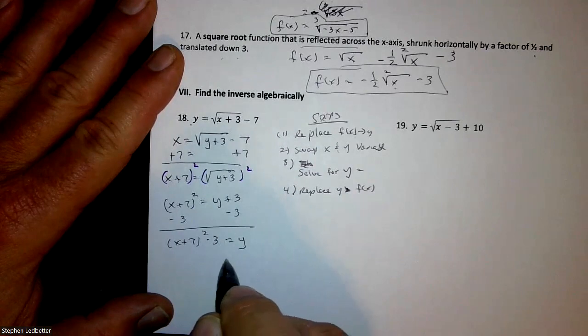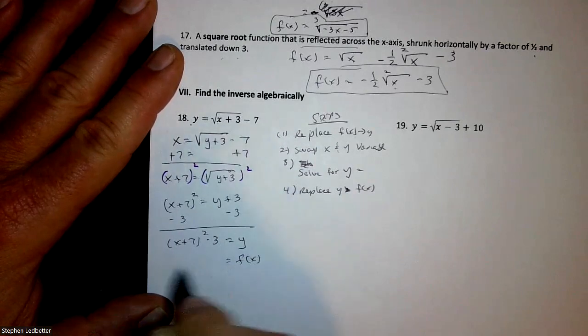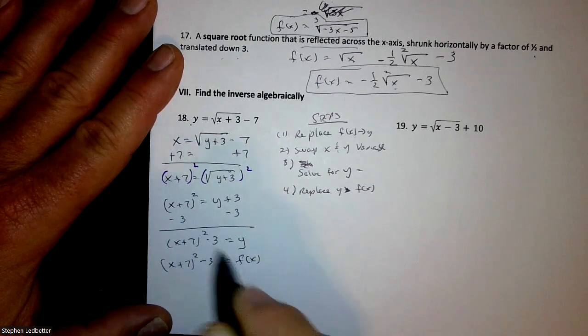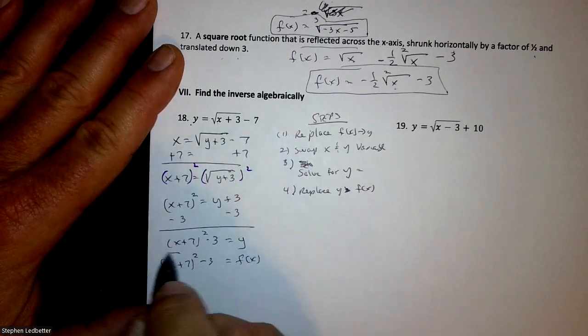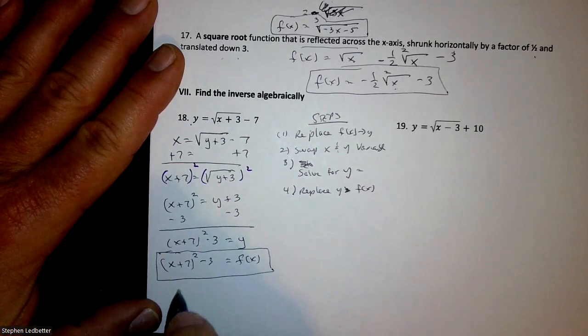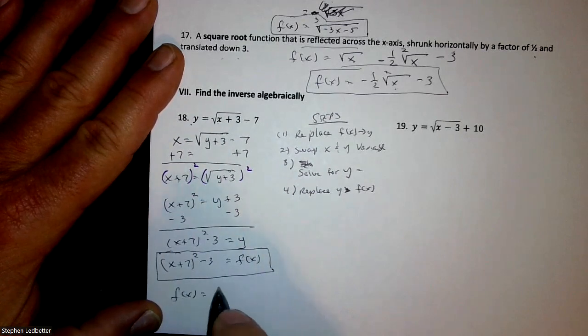Now, if your teacher wants you to put f of x here, you can. Both these answers are the same. It's just the way we write the y value. All right, remember you could write it this way. I'm just flipping it.